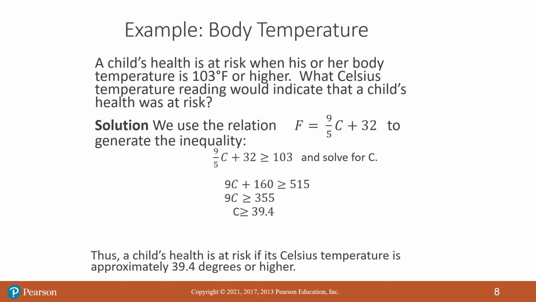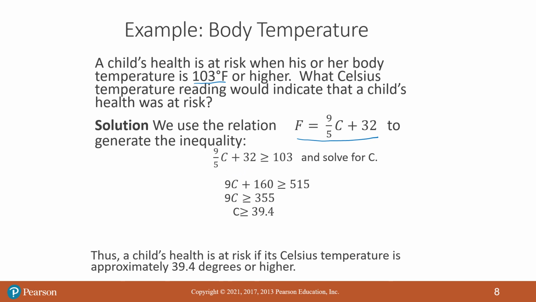So we're going to use that relation to generate this inequality. That relation you're not expected to know. That's a piece of information we would give you. Okay. So we are given this, and we're given that their temperature is at risk if it's 103 degrees Fahrenheit or higher. So if our temperature here, 9/5 C plus 32, is greater than or equal to 103, then our child is going to be at risk. We need to figure out what this degrees is going to be in Celsius. So we need to solve for this C.